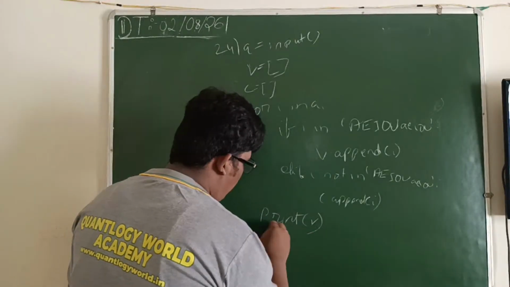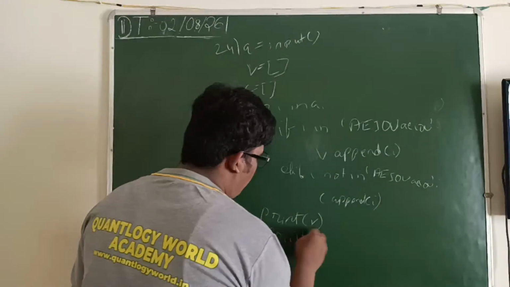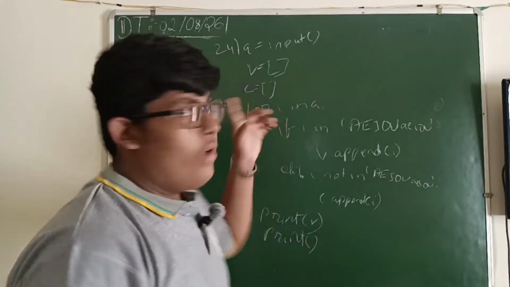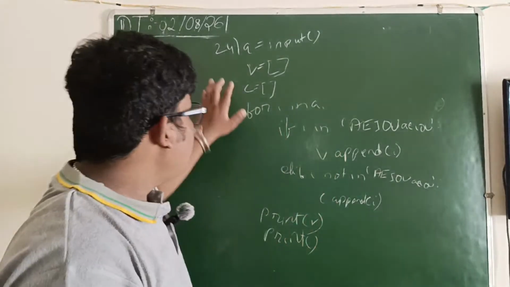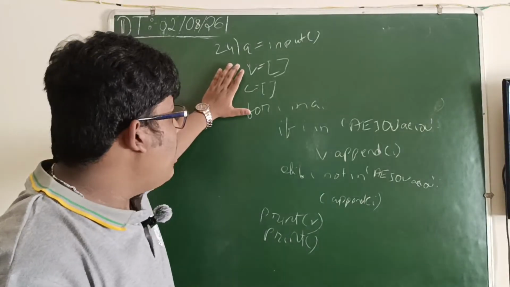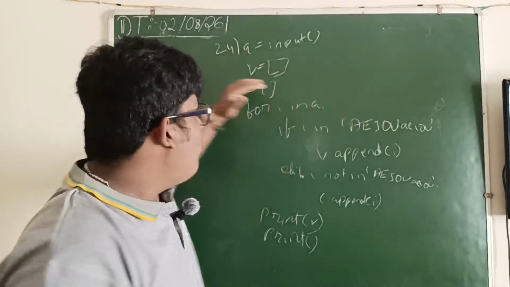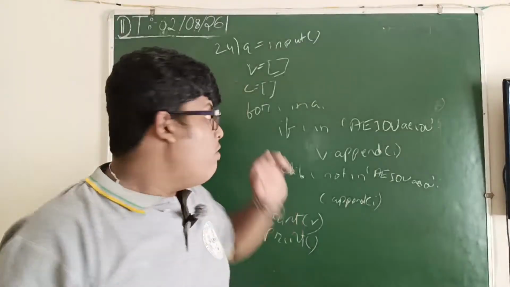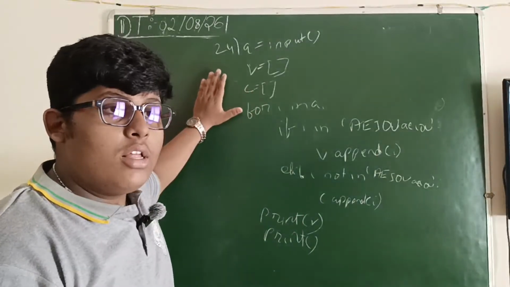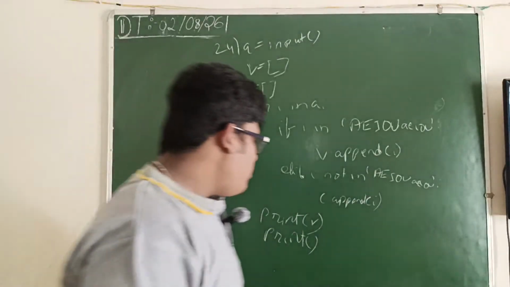Print b, print c. So in this program we input a string, then we find two lists. The first is the list of vowels, and the other is the list of consonants.